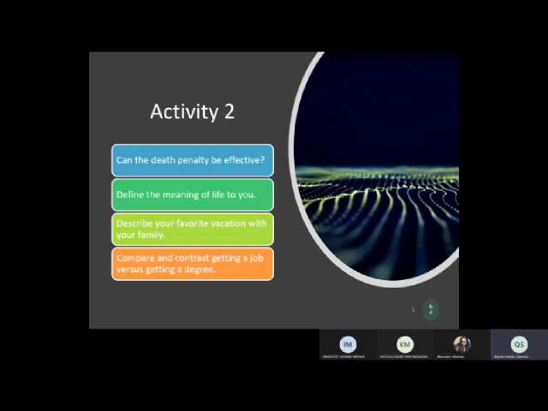Okay, 1 is argumentative essay. 2 is narrative essay. 3 is the descriptive essay. And then 4 is the comparative essay. Okay, let's just continue. So Katlego, you got it right. The first one is the argumentative essay, and then you narrate what life means to you. Then you describe your favorite vacation with your family, and then of course the comparative, where you provide the similarities and the differences.